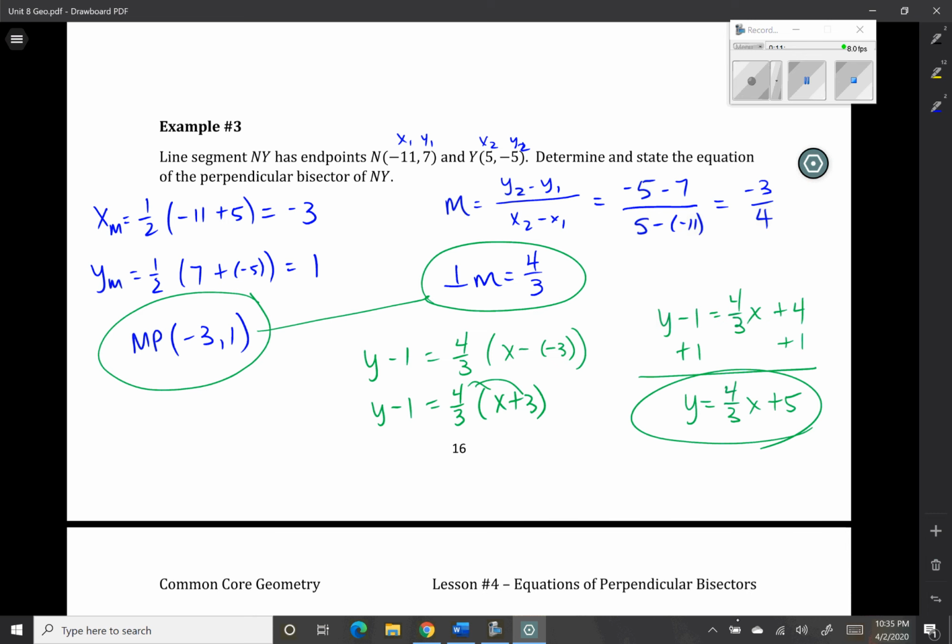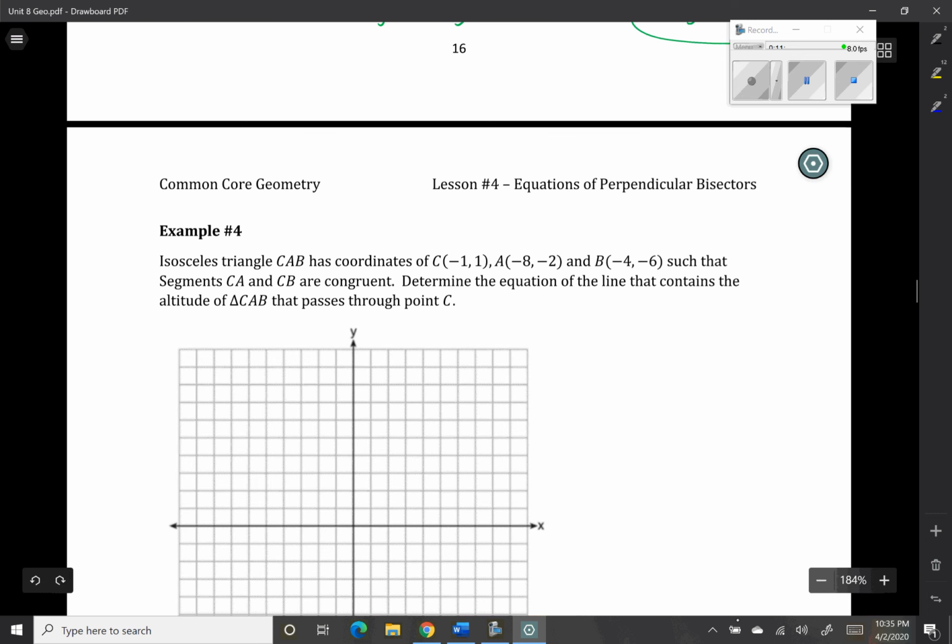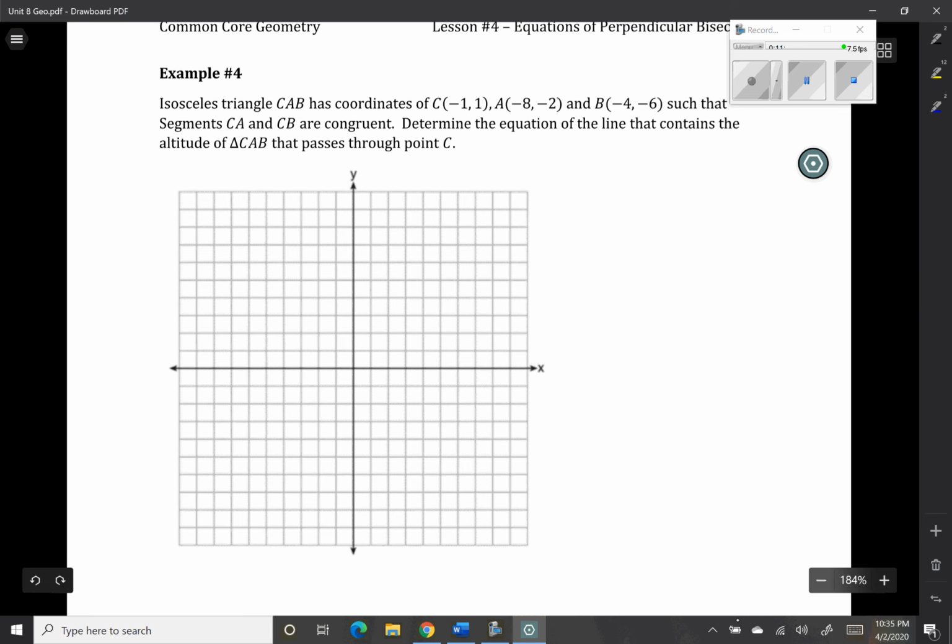All right, let's keep going. Number 4 is going to look very different, but it's asking us to do the same thing. So it says an isosceles triangle CAB has the coordinates of C, A, and B such that segments CA and CB are congruent, meaning it's isosceles. And it says determine the equation of a line that contains the altitude of CAB that passes through point C.